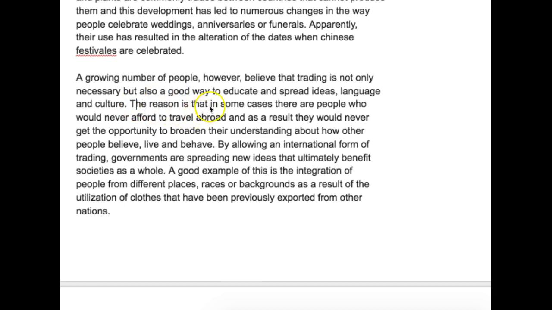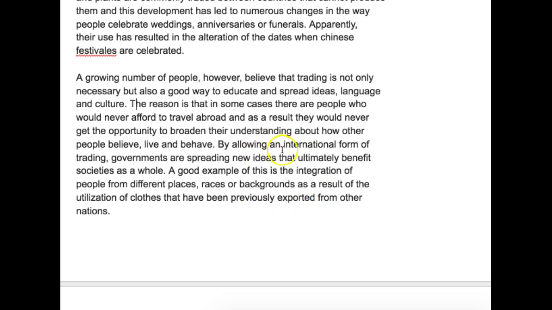The reason is that in some cases there are people who would never afford to travel, who could never afford, special use with afford. And as a result, they would never get the opportunity to broaden understanding about how other people believe, live, and behave. Good. By allowing an international form of trading, governments are spreading new ideas that ultimately benefit societies as a whole, or governments are permitting the spreading of new ideas. It's a little bit more accurate. An interesting example of this is the integration of people from different places, races, backgrounds as a result of the utilization of clothes that have been previously exported from other nations.